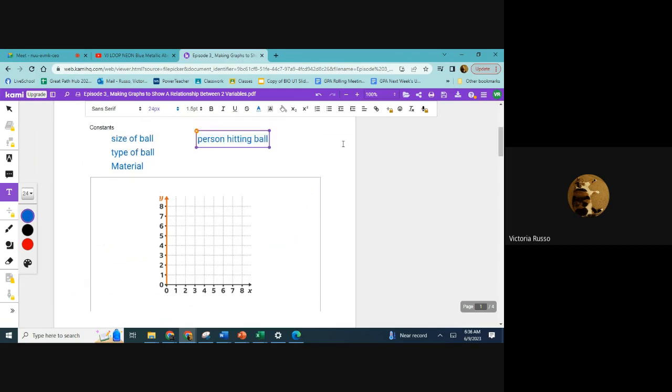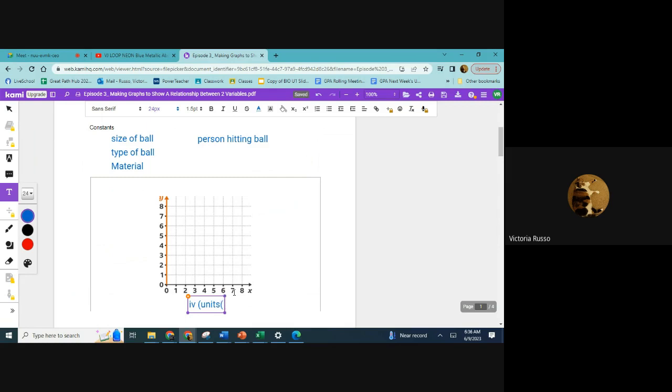So when you're making a graph and you're labeling your axes, your independent variable, which in this case is the weight of the bat, goes on the x-axis, which is the bottom axis, and you want to label it with the units.